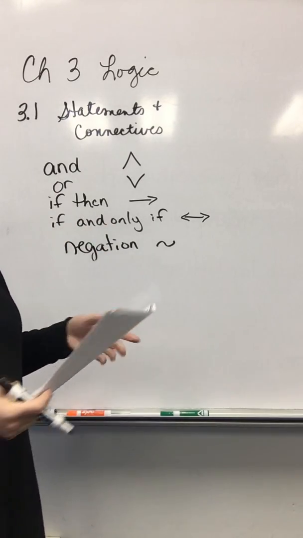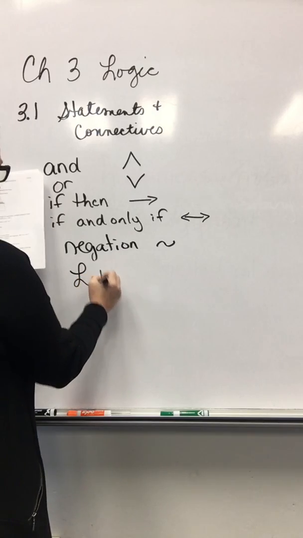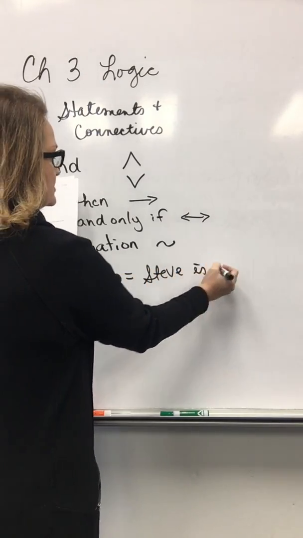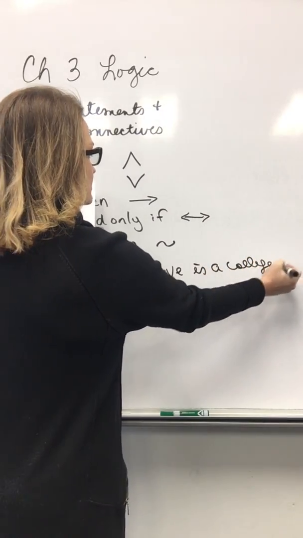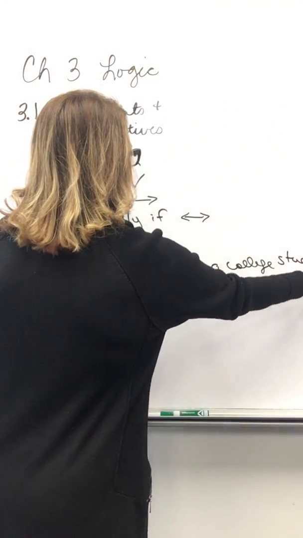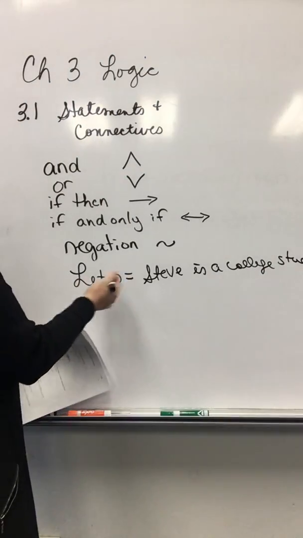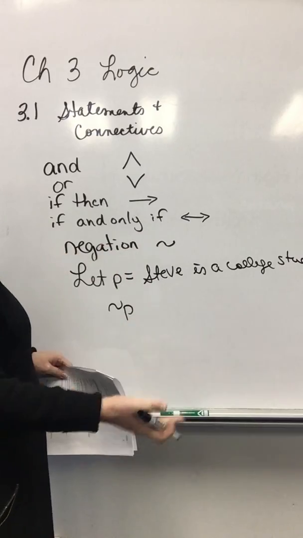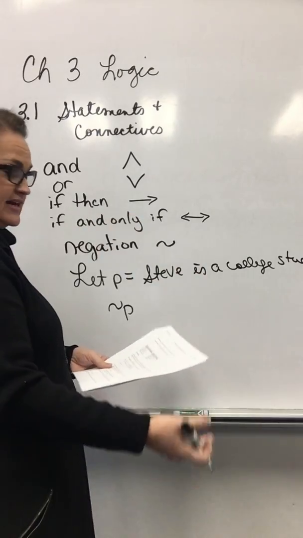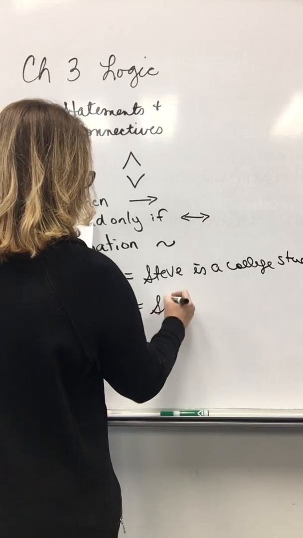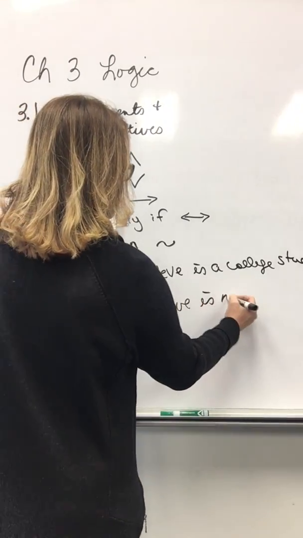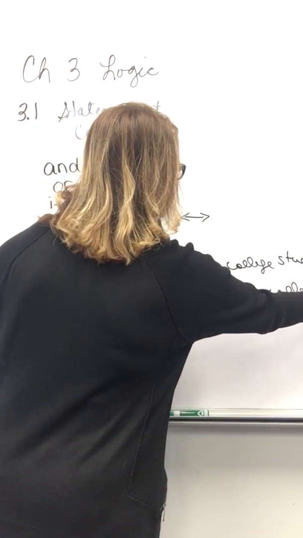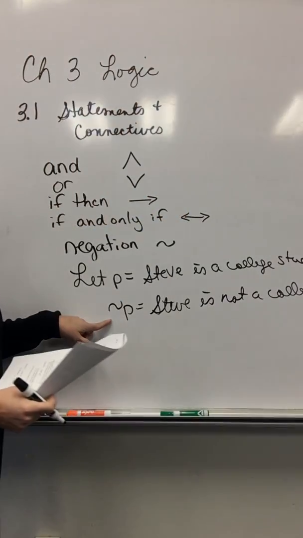Okay, so let P, you can see in your notes, let P equal the statement Steve is a college student. All right, so we call that P. If we want to do not P, right now, Steve is a college student, assuming that's a true statement. We want to negate that. Steve is not a college student. It would be the opposite of that. Okay, so that's the negation symbol.